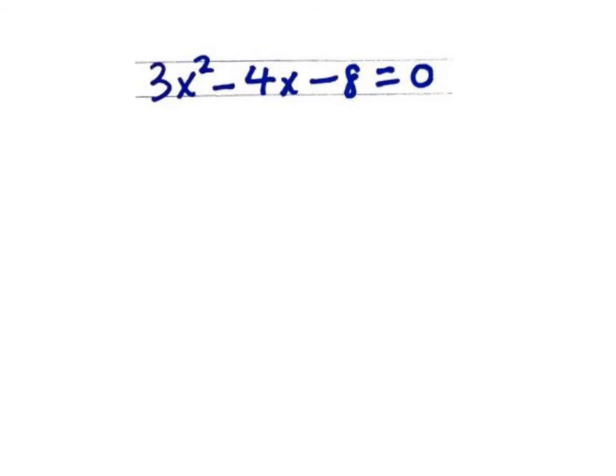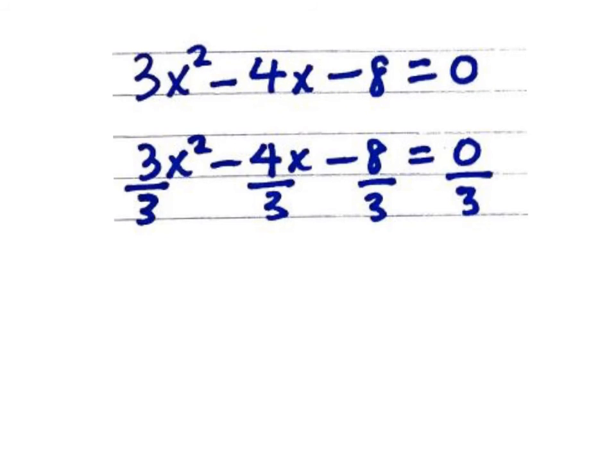Here is another example of solving a quadratic equation with a leading coefficient by using the completing the square method. By now you know that we have to divide the 3 out of every single term. So here is the 3 divided into every single term.